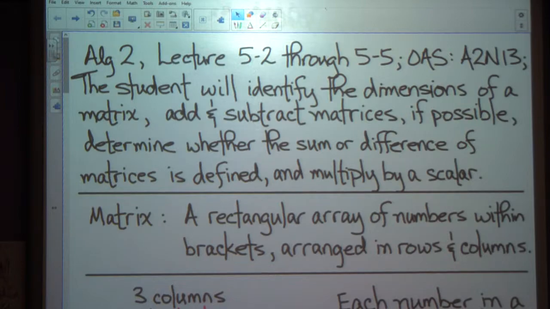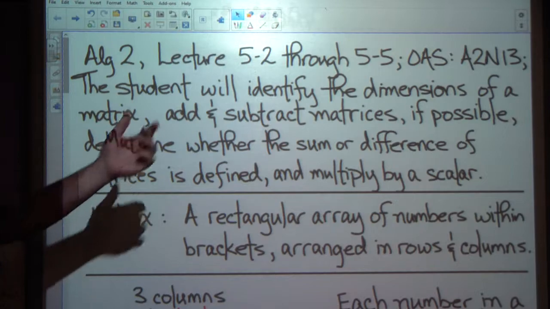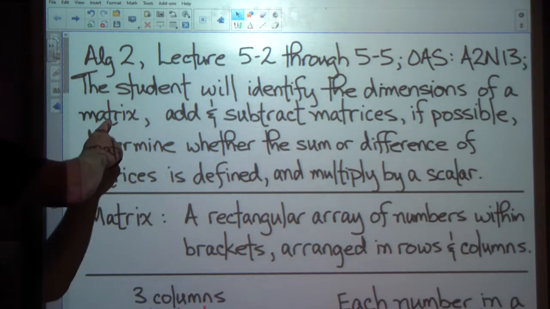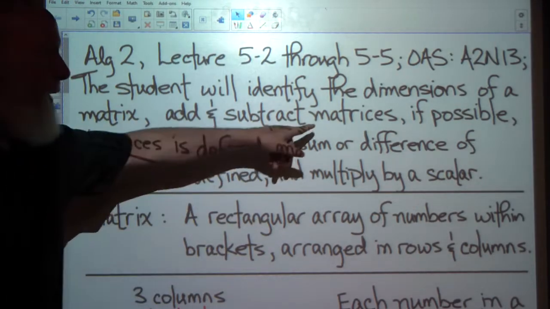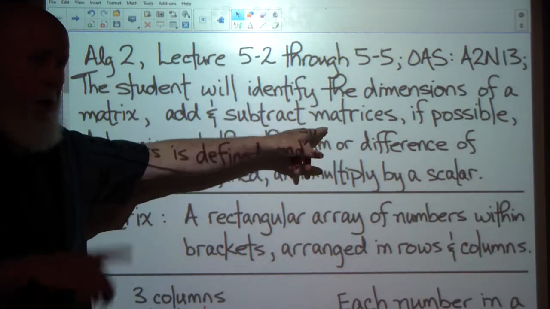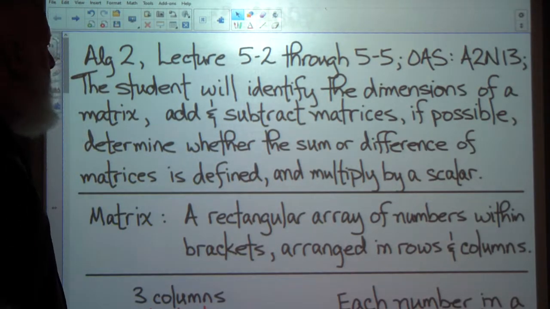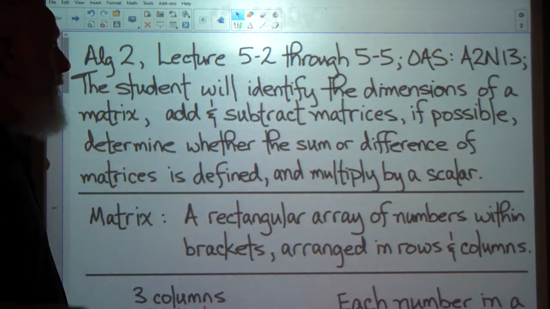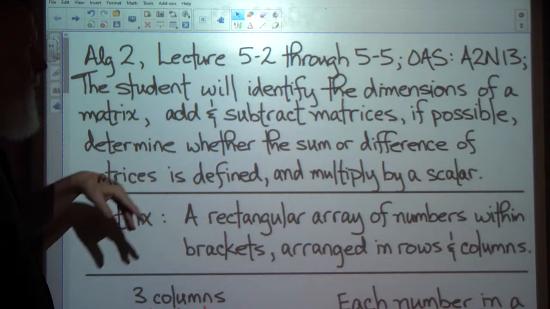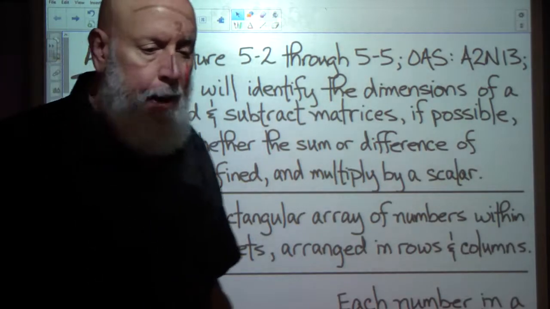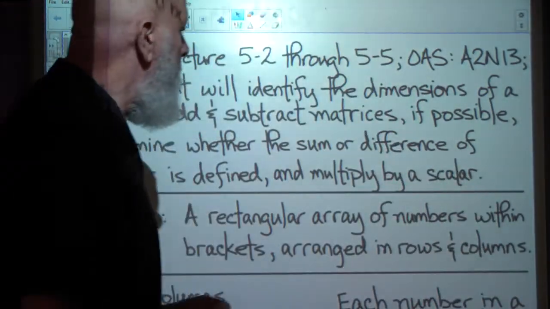Looks like we got Algebra 2, Lecture 5.2 through 5.5, State Standard OAS A2N13. Student will identify the dimensions of a matrix, add and subtract matrices. Matrices is the plural of matrix, so you'll hear me say matrices when I'm talking about more than one matrix. The student will identify the dimensions of a matrix, add and subtract matrices if possible, determine whether the sum or difference of matrices is defined, and multiply by a scalar. That's what we're going to try to do today.